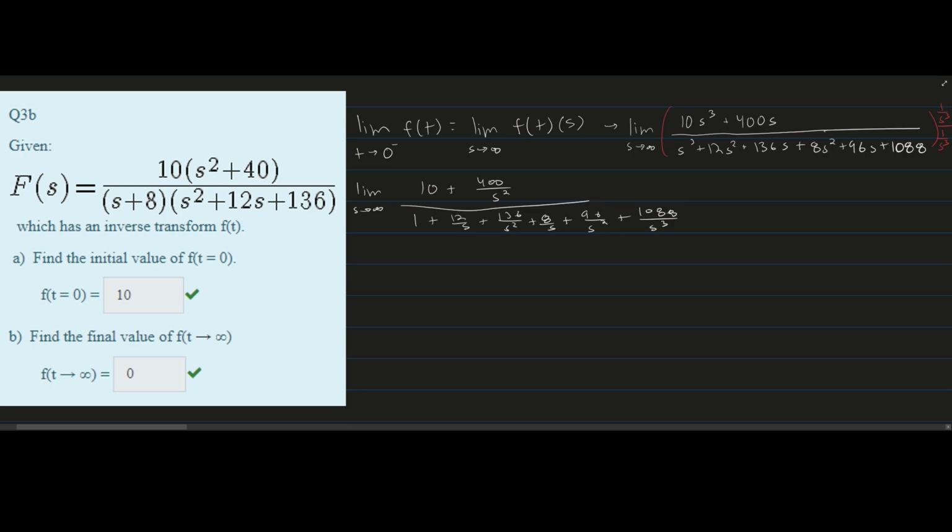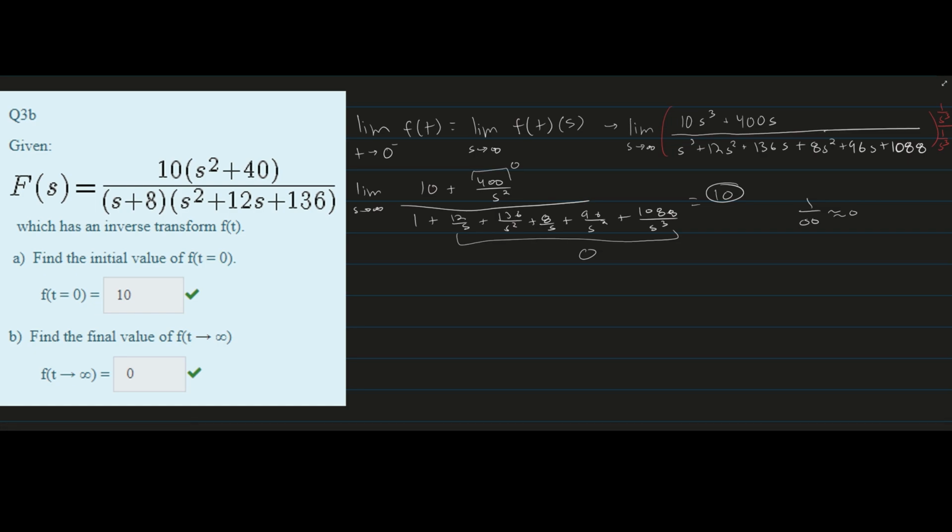Whenever we have a constant over infinity, we basically have 1 over infinity, and that is approximately 0. So all of these terms are going to be 0, and that also means this right here is going to be 0. We're just left with 10 over 1, which gives us 10. And so we have 10 for the answer.